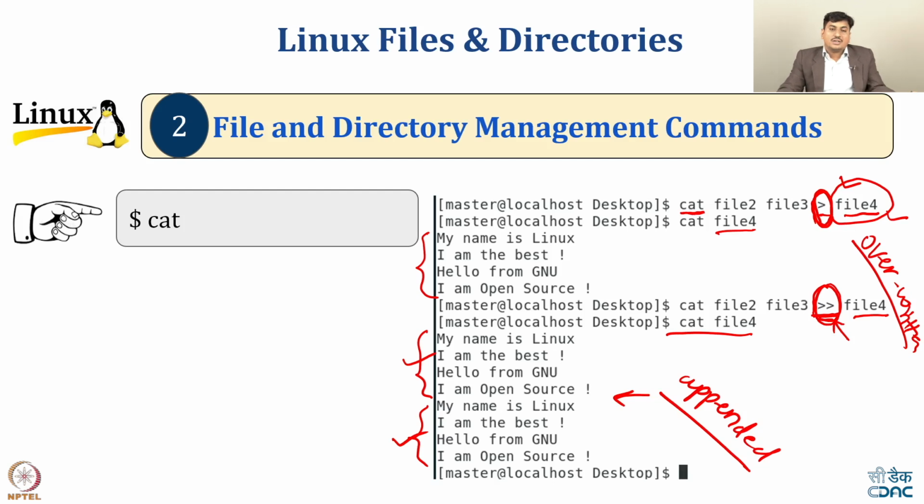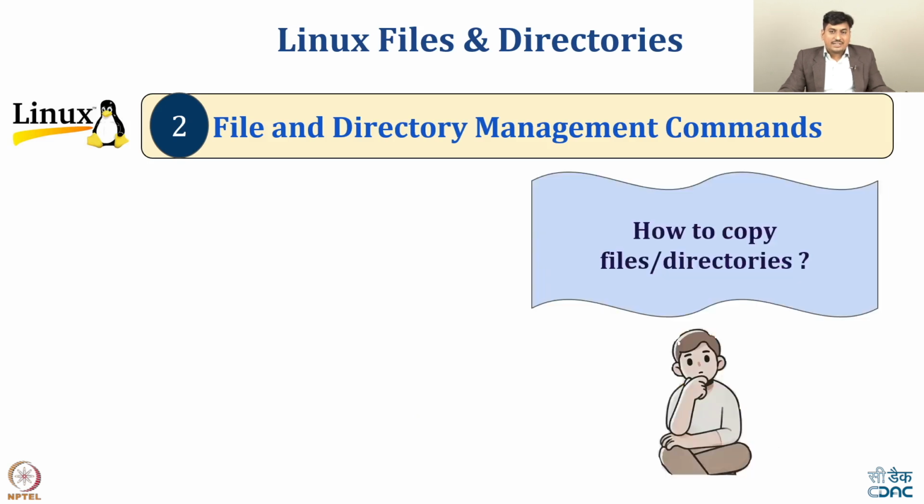So this is basically the use case of the cat command, where you can display the content of a file on the terminal, as well as create a new file with the cat command and redirect the content of one file to another file, or maybe directly start writing the content and then save and come out. Those things we can do with the cat command, right.